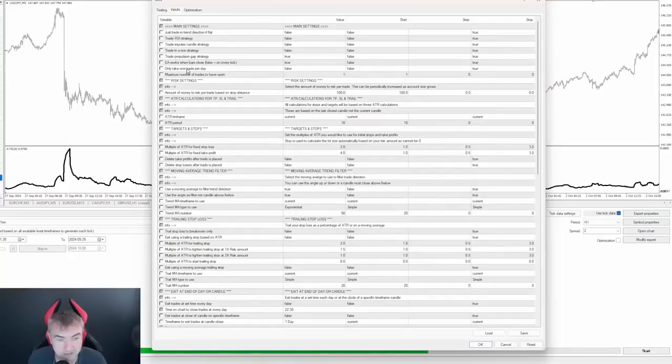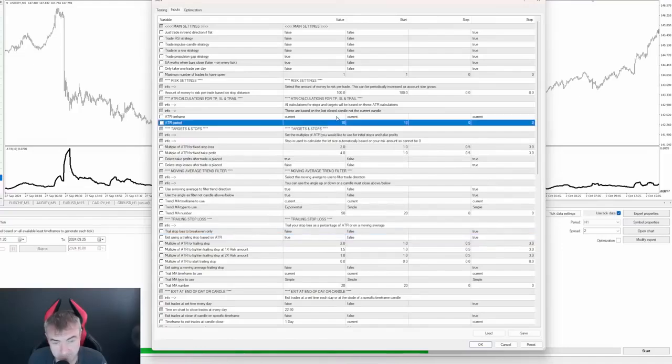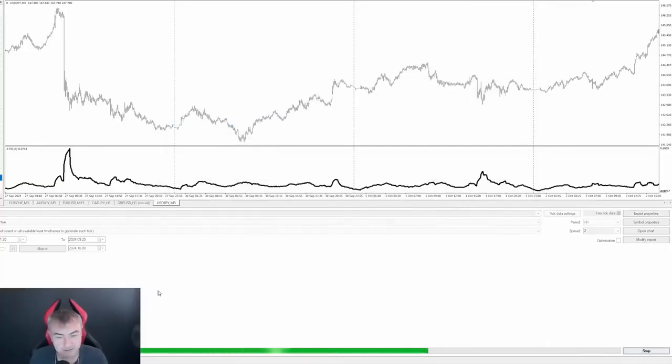So I'm going to try something else here. I'm going to remove the TPs, delete the take profit, and implement a trailing stop using ATR. It's going to be really tight, a 2 times 10 ATR trailing stop. I think that's going to be a bit tight, but we'll try it.